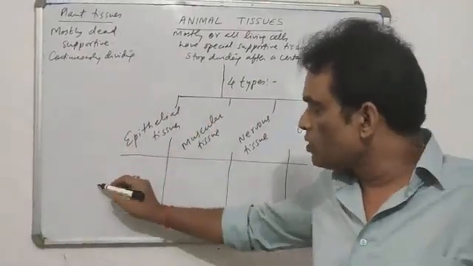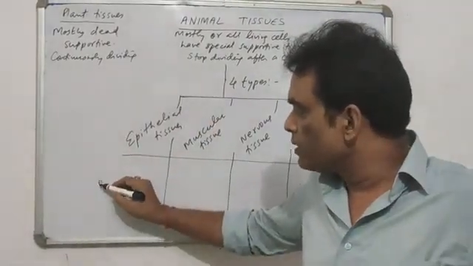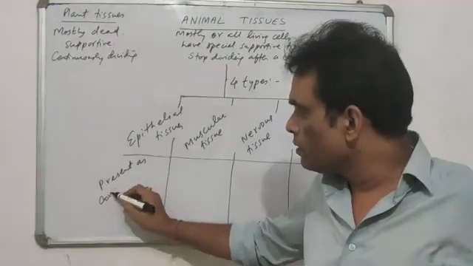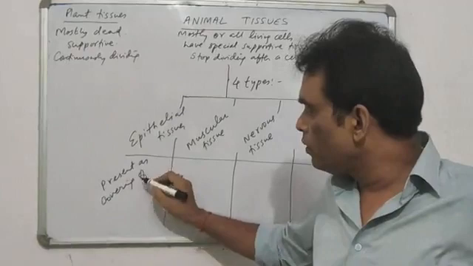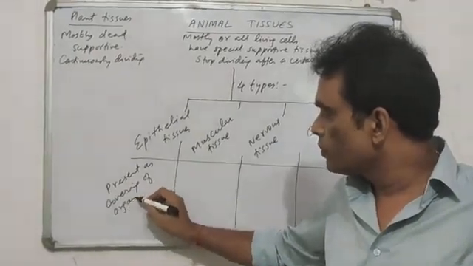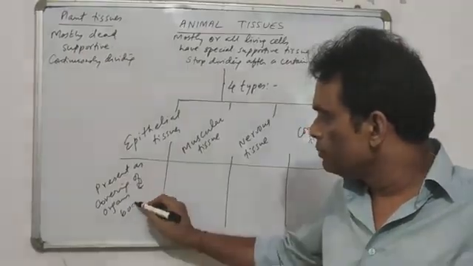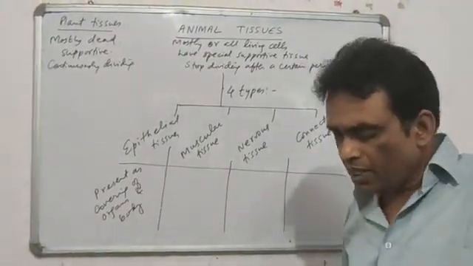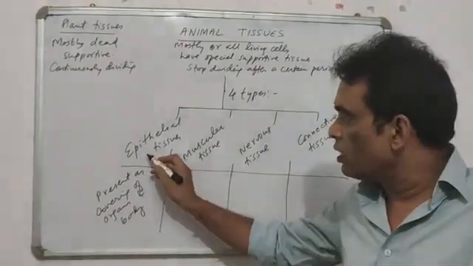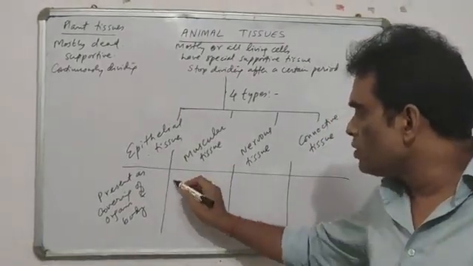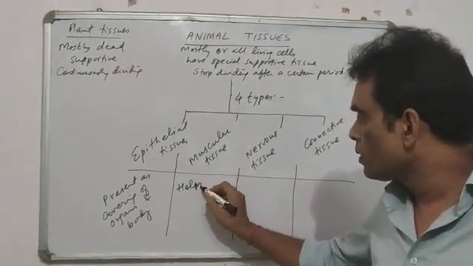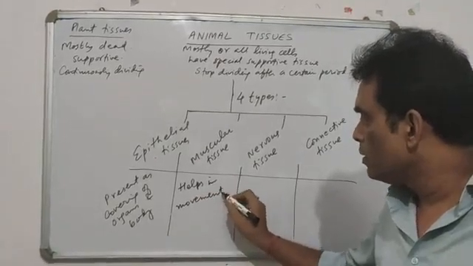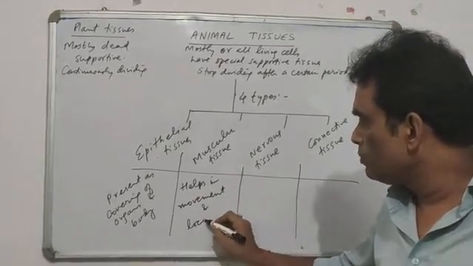Epithelial tissue mostly is present as covering of organs and body. All the organs and even the whole body are covered by a protective covering that is called epithelial tissue. Muscular tissue helps in movement and locomotion.